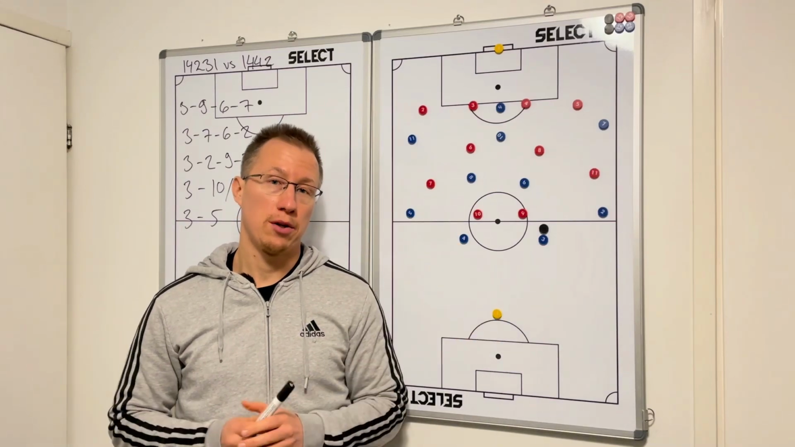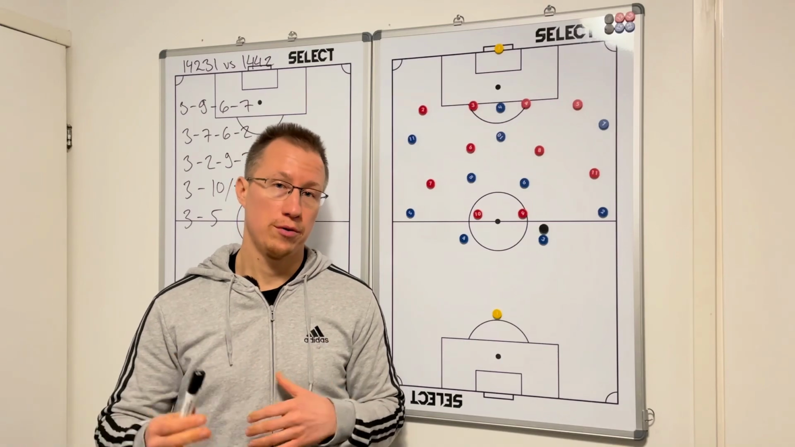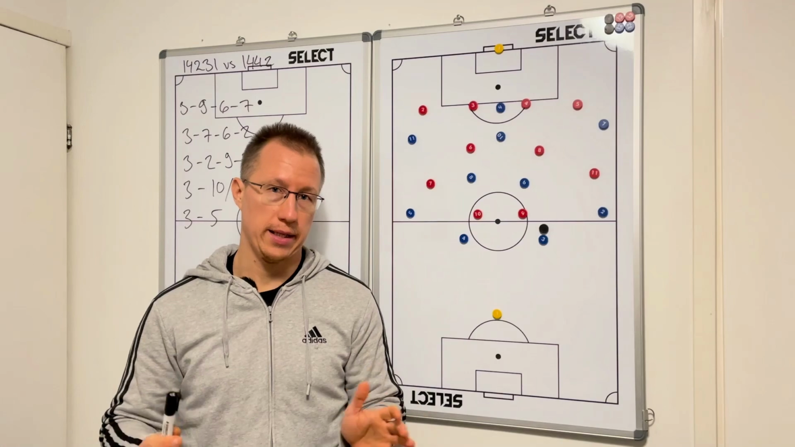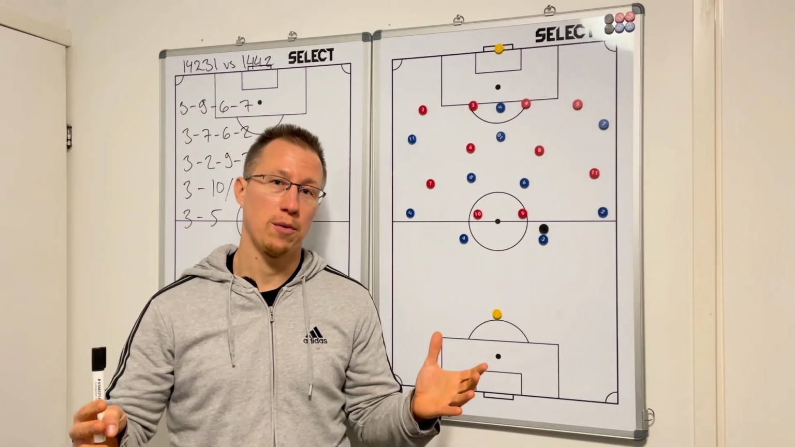5 attacking patterns to create chances. Here I use 1-4-2-3-1 against 1-4-4-2 as an example. We are building up in opponent's half, and a disclaimer before we start.